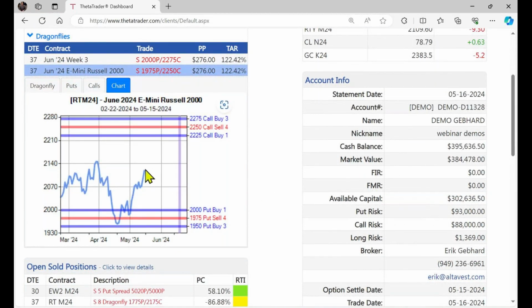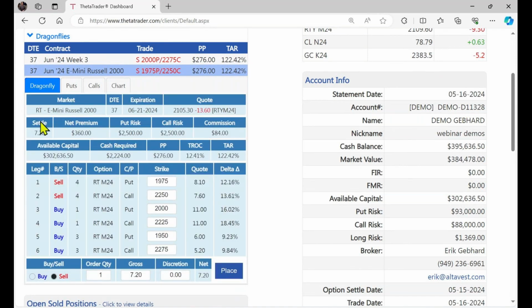So here's the current market price, and we're actually selling call spreads above the market and put spreads below the market. And the net result of this is you collect premium from selling the puts and the calls. And then the idea is that you're looking for this market, this price here, to stay generally speaking, within this boundary. And you can see here, this expires on June 21st, 37 days till expiration.